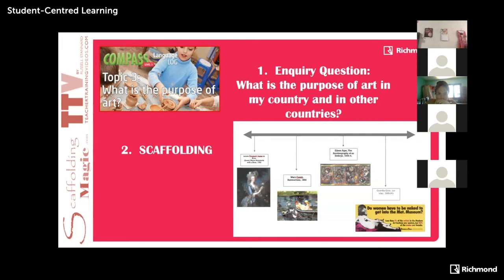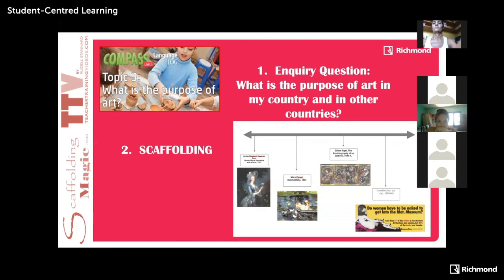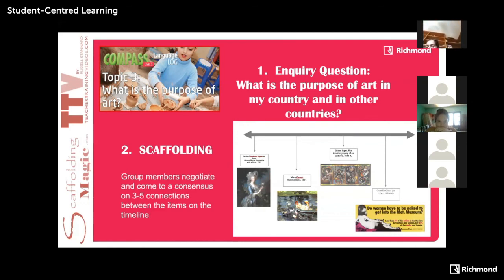In this case, what you could do is put the students in breakout rooms, give them a timeline with the art from whatever comes up in the unit. I just picked artwork that I found online. In each breakout room, they would be looking at this information. And what I'd ask them to do is negotiate meaning, negotiate information, and come to a consensus of 3 to 5 connections between what you see on these timelines. There is no correct answer here.